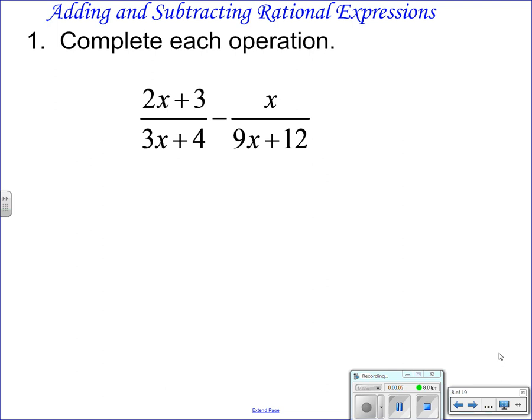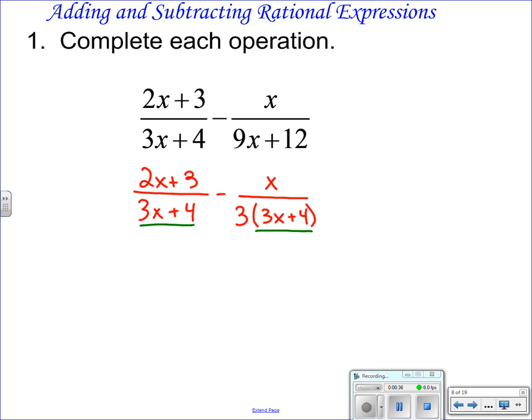Today we're going to do some more complicated examples of adding and subtracting rational functions. So your first step, as always, is to factor the bottom if possible. And there's a reason that this example is on here, because the second fraction, I can factor out a 3, and I'm left with 3x plus 4 on the bottom, and x. Now notice one thing. I have a 3x plus 4 in both.